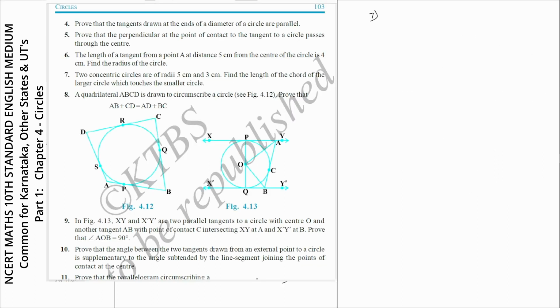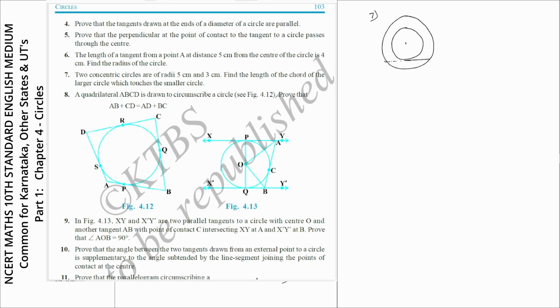Question number 7. Two concentric circles of radii 5 centimeter and 3 centimeter. Find the length of the chord of the larger circle which touches the smaller circle. There are two concentric circles. Concentric circles means circles which have common center. Now there are two concentric circles, and there is a chord for the bigger circle, and that chord touches the inner circle at one point.